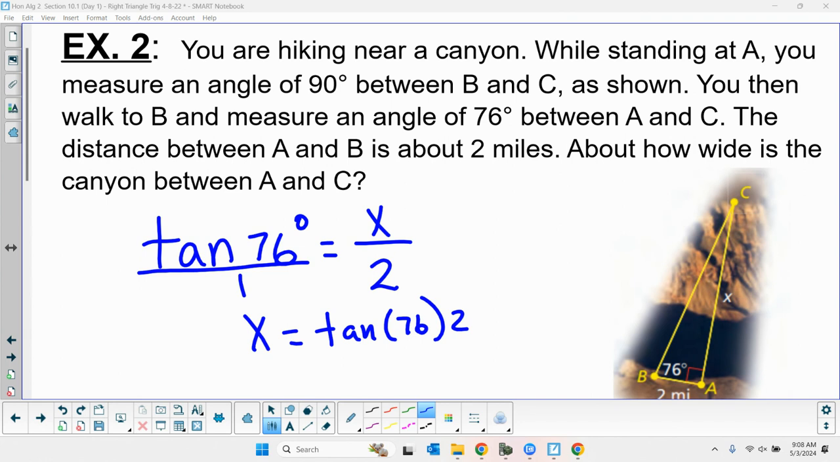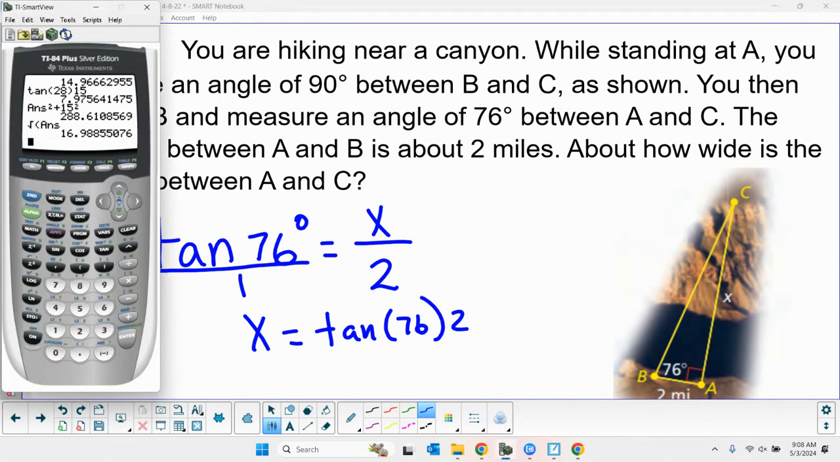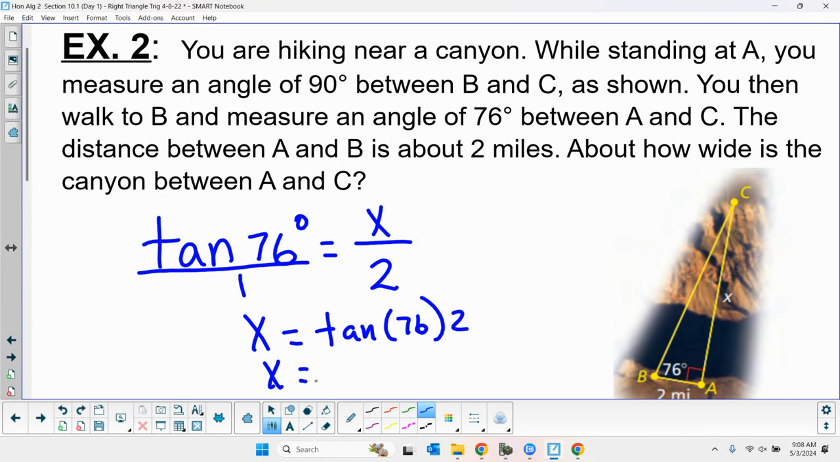Yeah, sure. All right. So, tangent button, 76. Close it up. 2. So 8 miles. Okay. So it's a word problem, but those usually give you the picture you need.